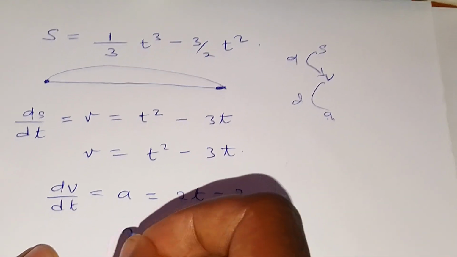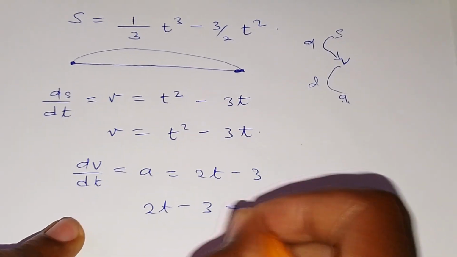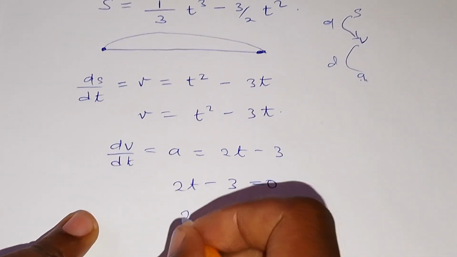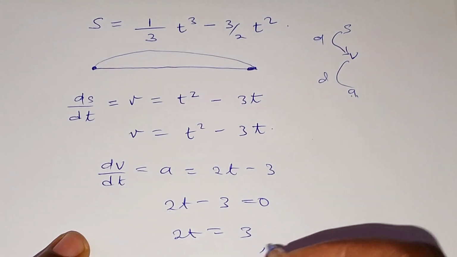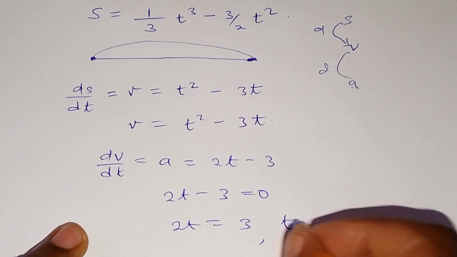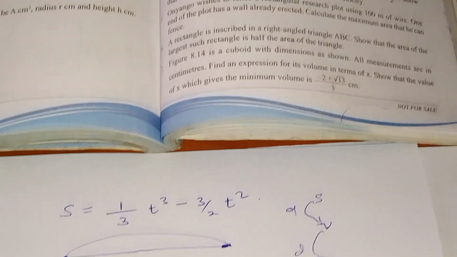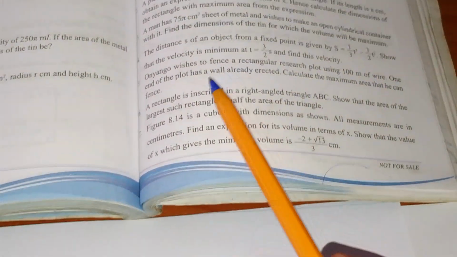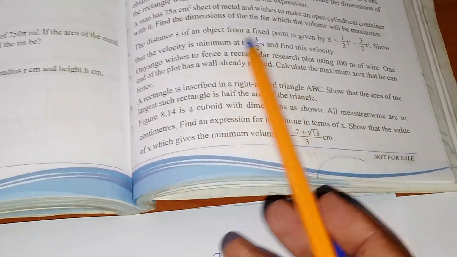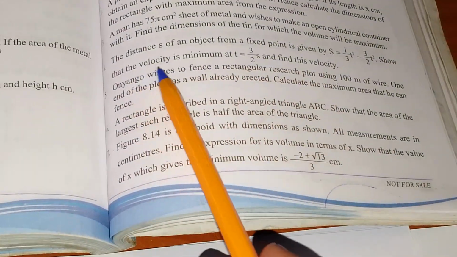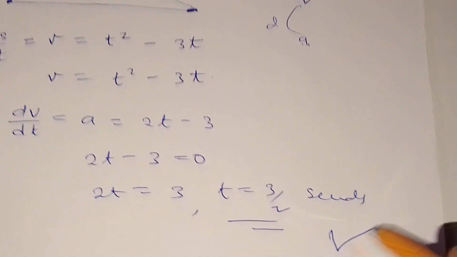So we say 2t minus 3 equals 0, so 2t is 3, so t is equal to 3 over 2. You notice this is what we were told to show, that the velocity is minimum at time equals 3/2, and that's the answer.